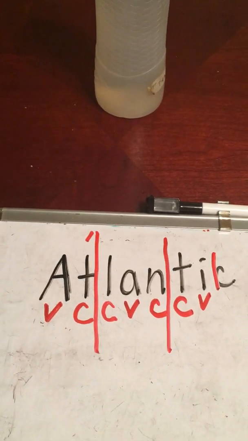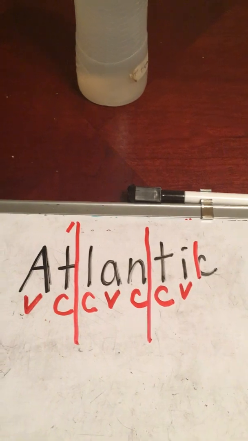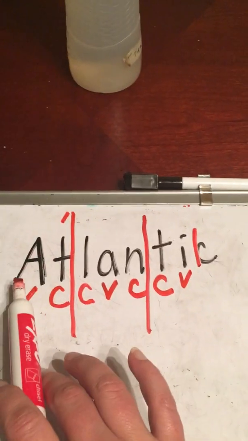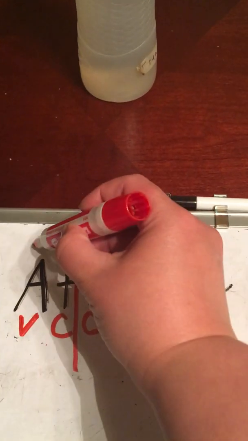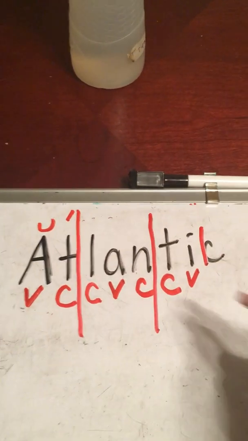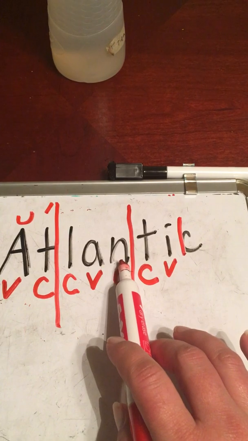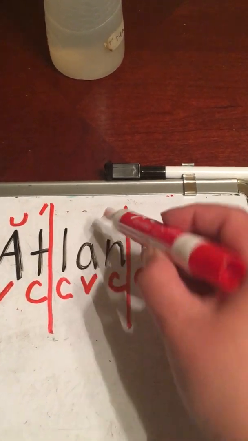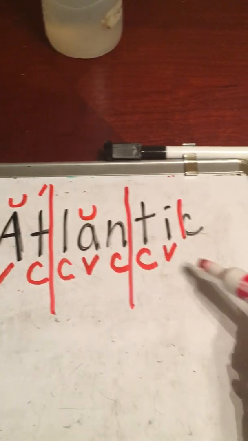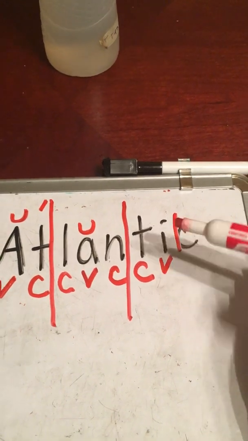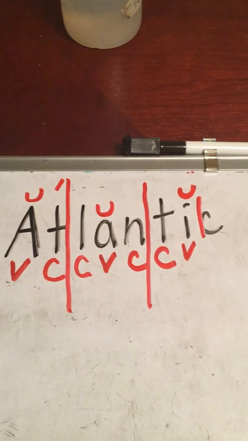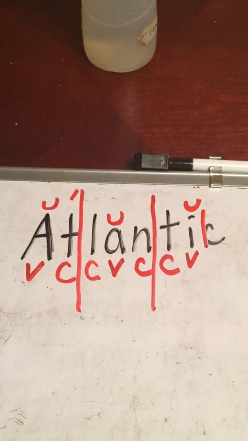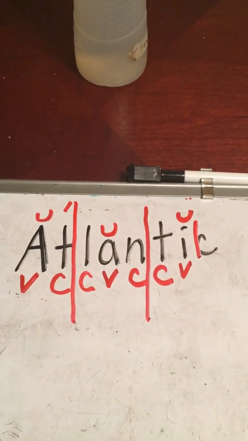Now we need to code the vowels. So looking at this vowel, it's followed by a consonant. So that means that vowel will be short. This vowel is also followed by a consonant, and I don't see any sneaky E's, so this vowel is short. And the I is also followed by a consonant. They're all short vowels. Perfect. All right. Now that I've coded everything, it should help me read it.